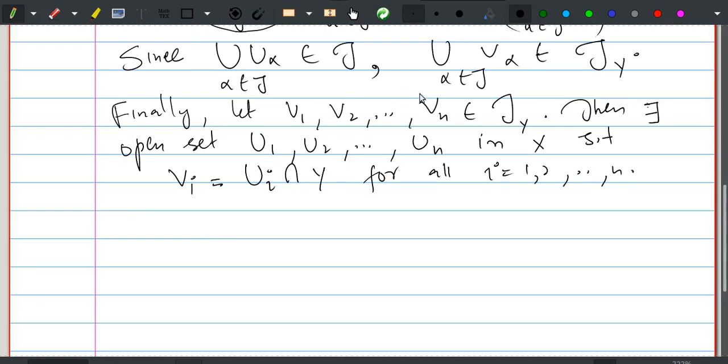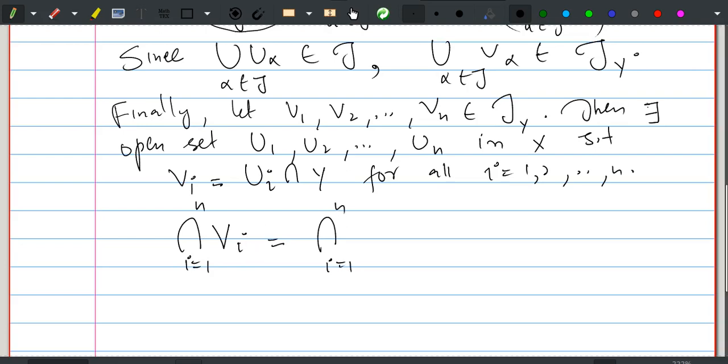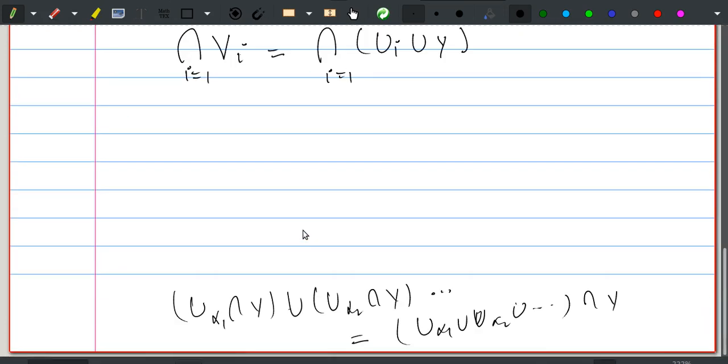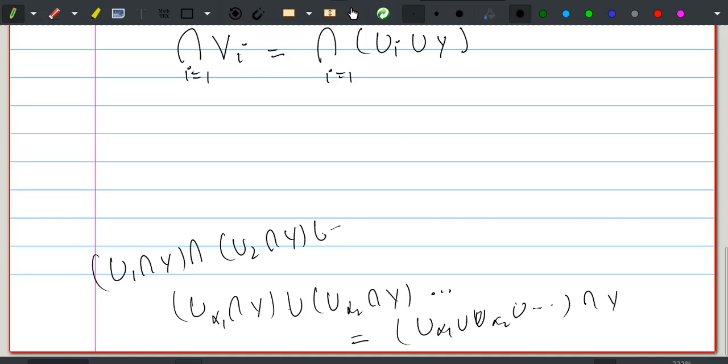Now we have to prove this T sub Y is closed under finite intersection. So let us take the intersection of these n elements, where i runs from 1 to n. Now this Vi is of the form Ui intersection Y. So we have U1 intersection Y, then the intersection with U2 intersection Y, and so on, up to Un intersection Y.